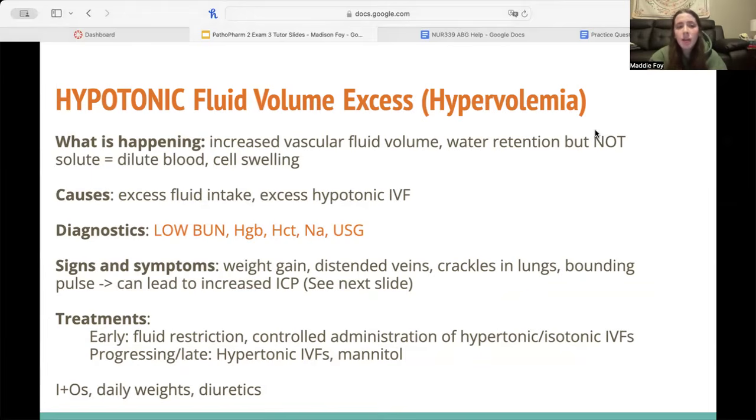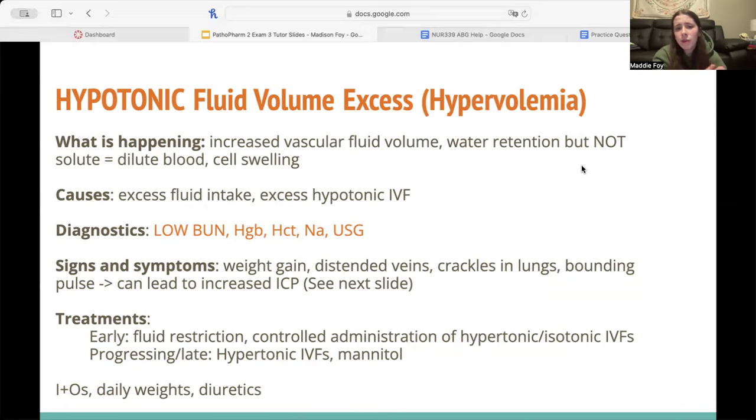So in opposition to that fluid volume deficit, you're going to see things like low BUN, hematocrit, hemoglobin, sodium, and urine-specific gravity. Signs and symptoms, you guys probably are familiar with these as far as fluid overload goes. You can see weight gain, distended veins, specifically that JVD in your neck, crackles in the lungs, as well as a bounding pulse.